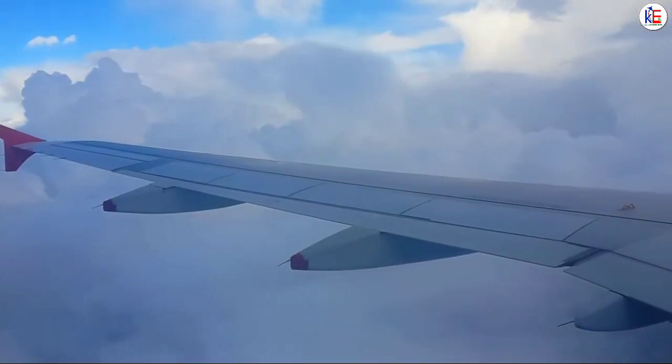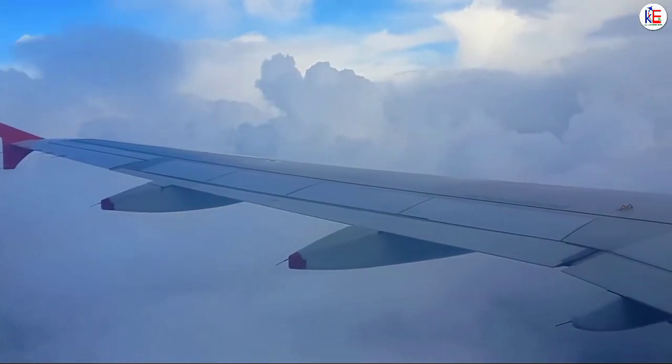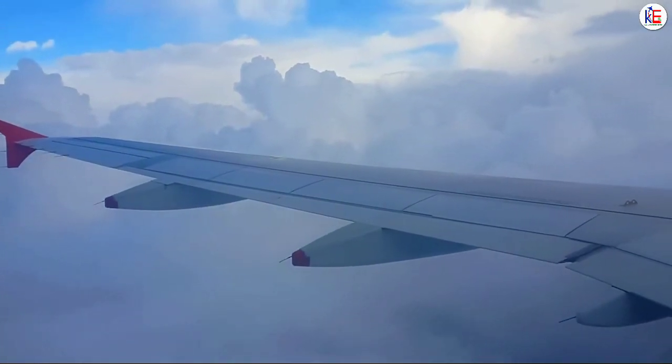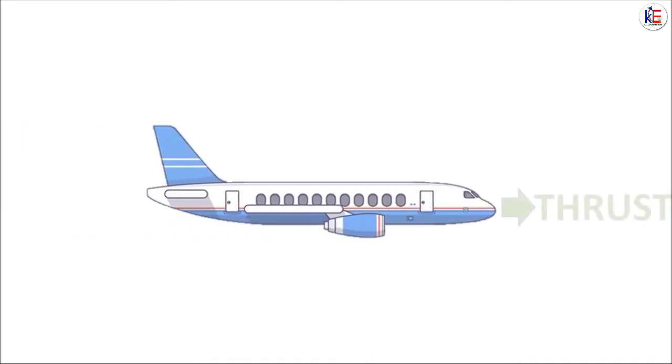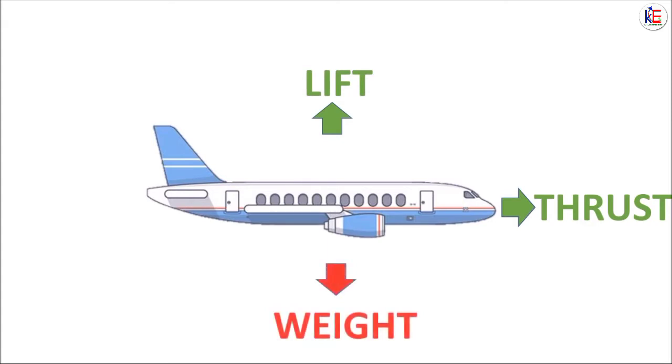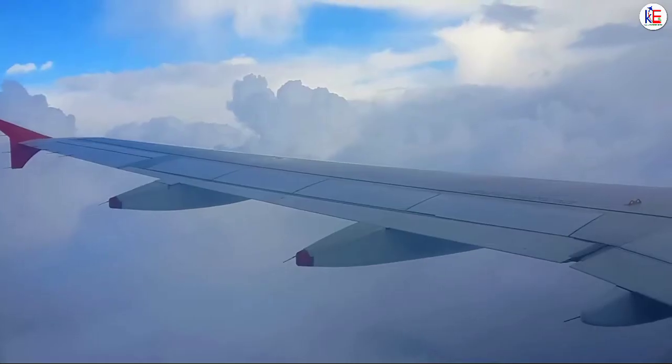If you want to know how an airplane flies, then we should know about the forces that act on a flying airplane. These forces are thrust, that helps the airplane move forward; lift, that helps the airplane take off from the ground; the force of gravity, that pulls the plane towards the center of the earth; and drag, the resistance from the surrounding air.